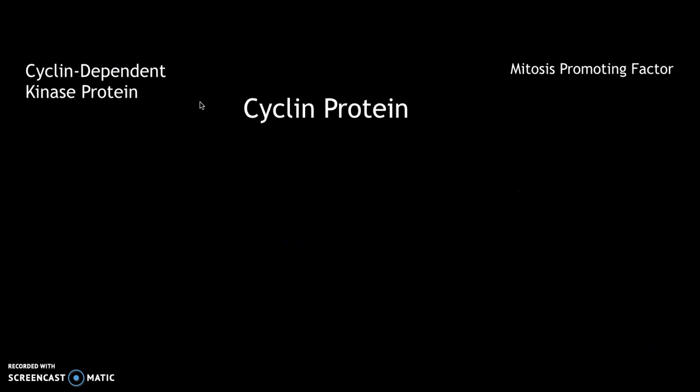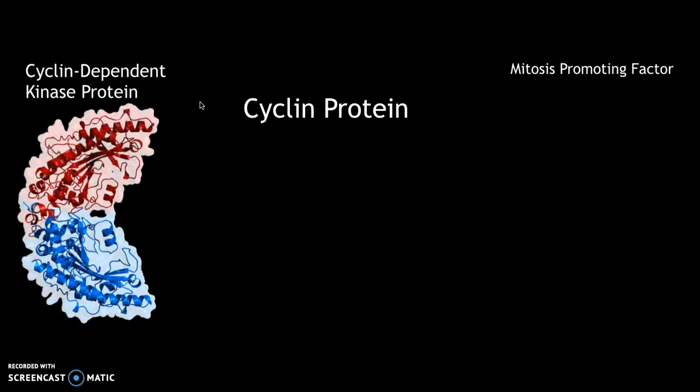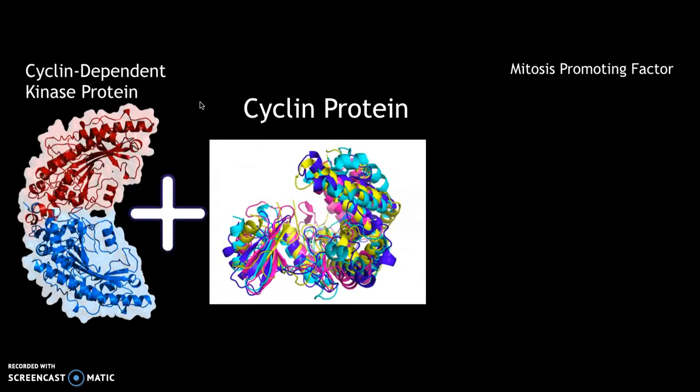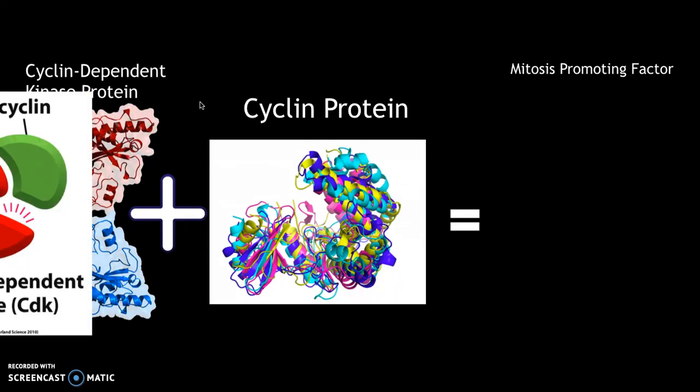Two regulatory proteins in the cycle are kinase and cyclin. Kinase is always abundant, but is only activated when cyclin bonds to it. Because of this, kinases are called cyclin-dependent kinase, or CDKs. A CDK and a cyclin-bonded protein is called an MPF complex, which is mitosis promoting factor, because it triggers the start of cell division.